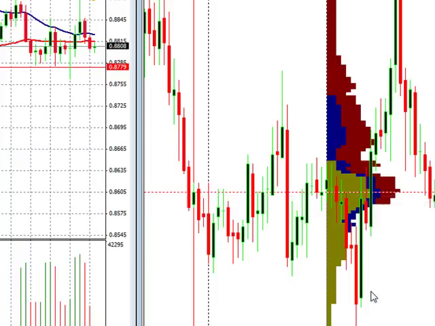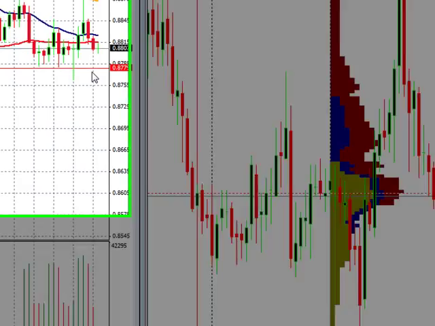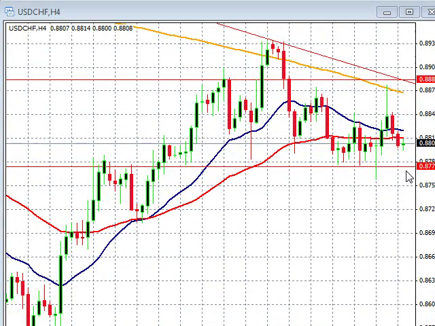So this goes to what we said, that the close of the candle tells the story. So we don't just want a wick. We want to close below this 88.79, and we have a trade to the downside.